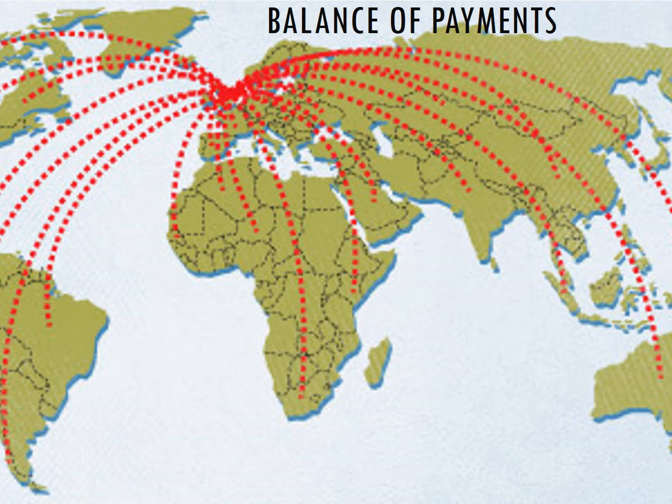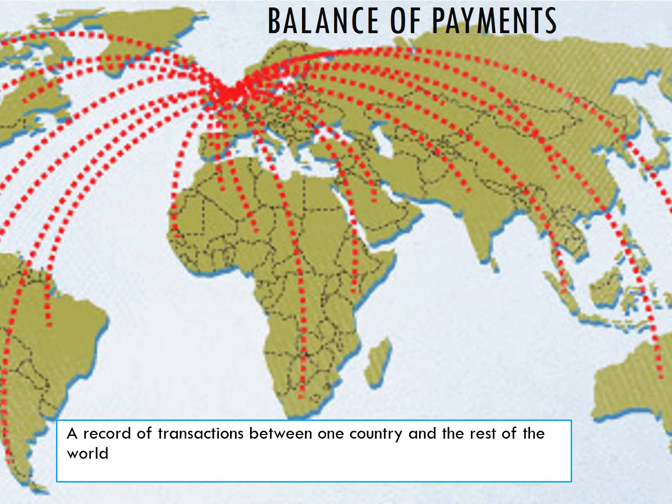So let's get started. What do we mean by the balance of payments? The balance of payments is a record of transactions between one country and all the other countries in the rest of the world. So we're trying to measure the performance of an economy by looking at how it's interacting with other countries around the world.